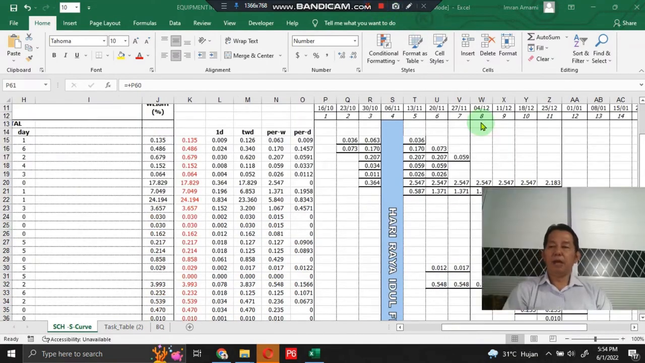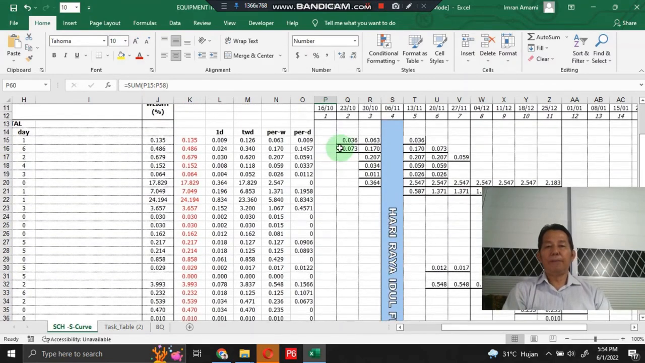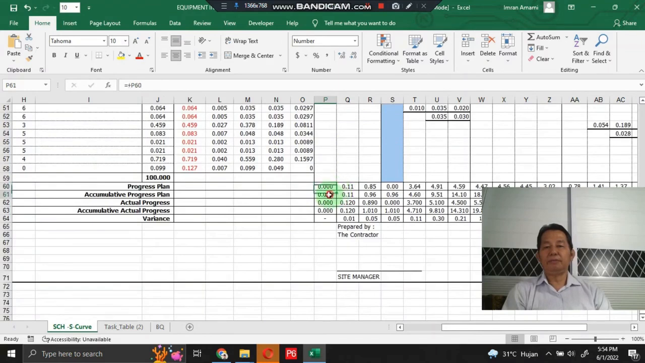Then, after all sections are filled in, we go to the bottom. Then we add the progress plan. The progress plan is the sum of work factors that are distributed already by the work schedule. Then we accumulate all the progress plan to get the accumulative progress plan.